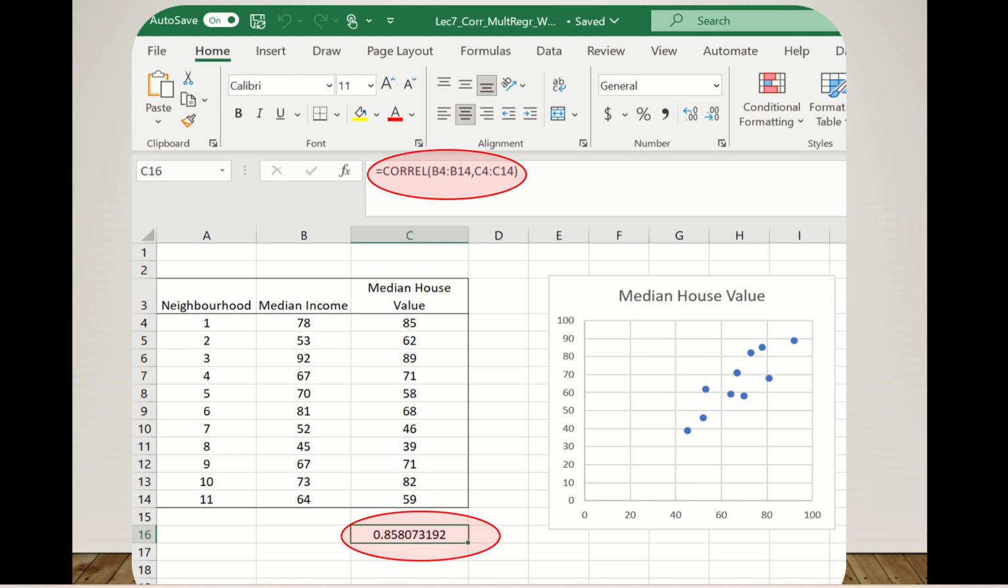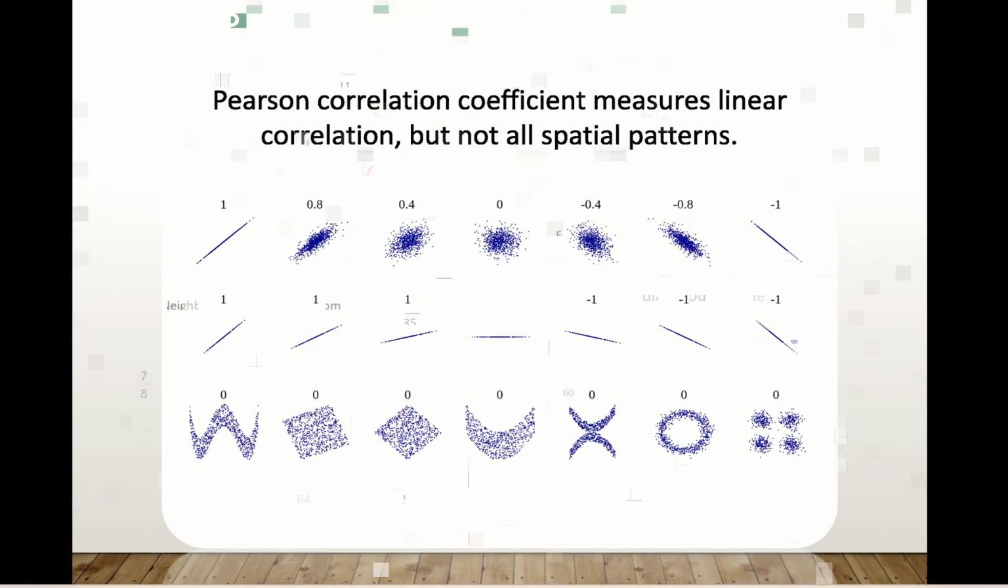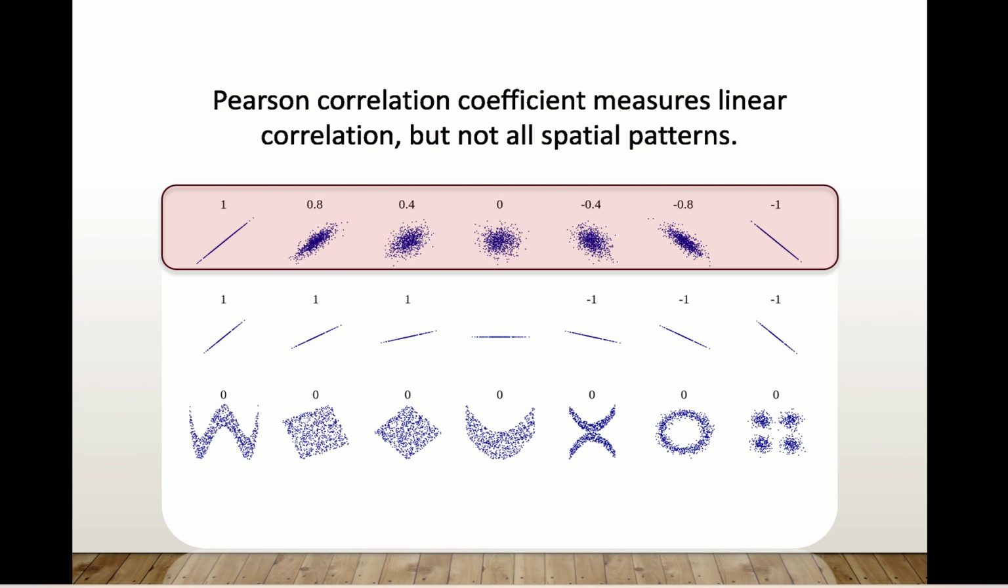So you can see in this example here, I'm correlating median house value versus median income. It gives me a Pearson correlation of 0.85, so a relatively strong correlation, as you can see in the scatter plot on the right. When you're looking at your scatter plot, that gives you an idea of the strength, or the value, of your Pearson R.